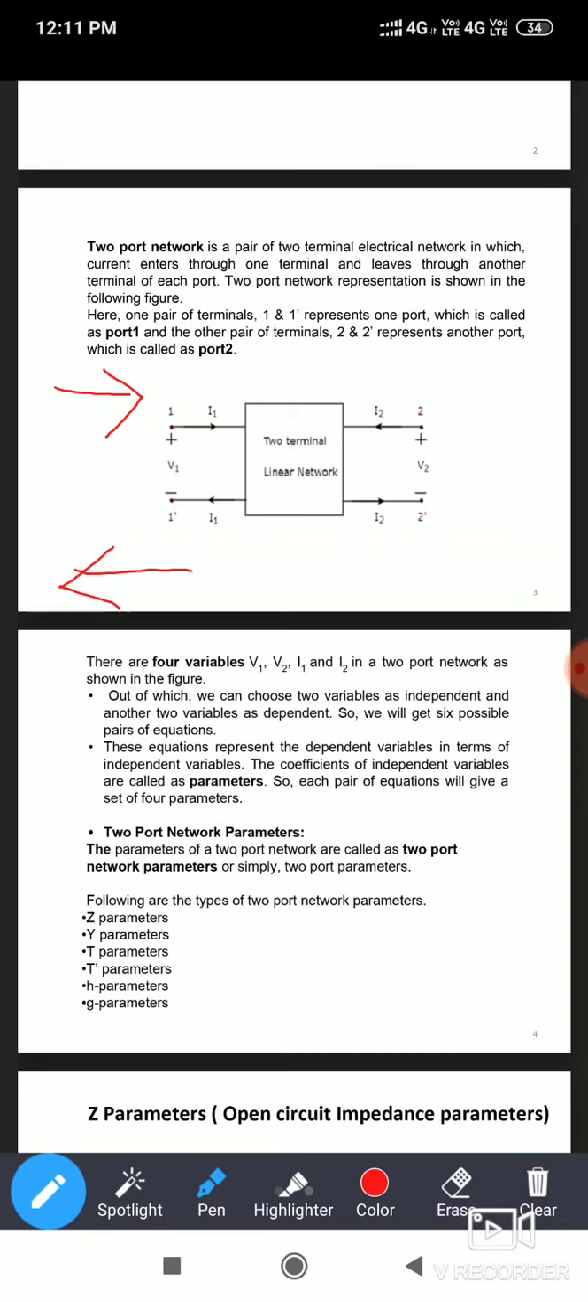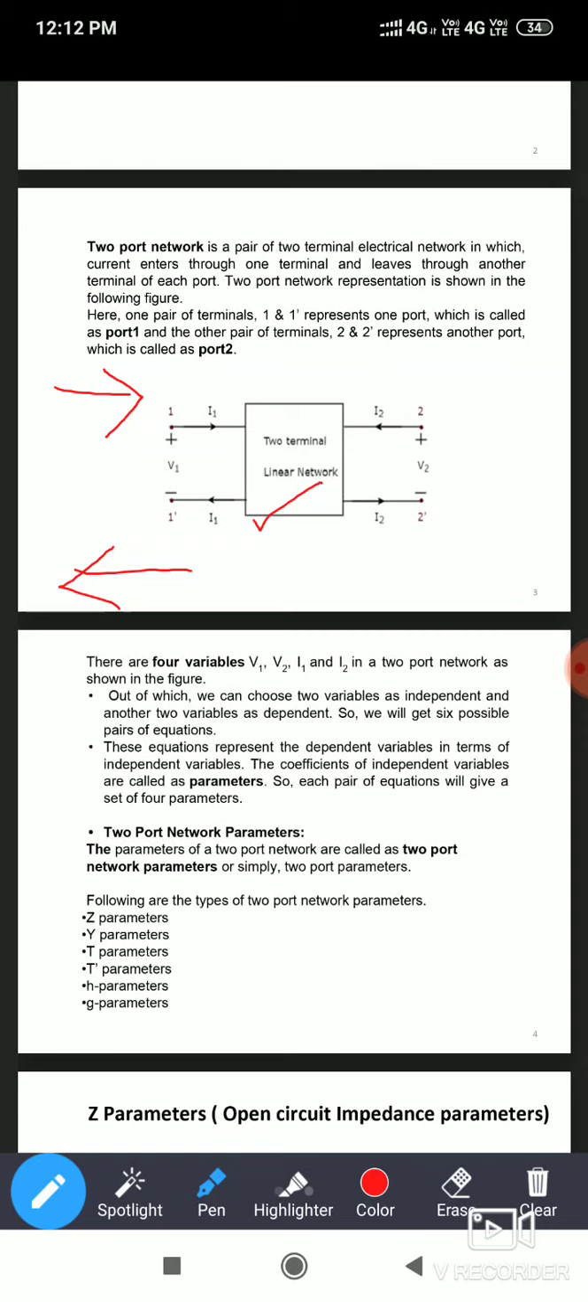So entering point म्हणजे तो काय करणार आहे, सोर्स पासून तुमचं जे सेंट्रल नेटवर्क आहे, सो टू टर्मिनल लिनियर नेटवर्क. सो टू टर्मिनल लिनियर नेटवर्क, टू टर्मिनल म्हणजेच दोन पोर्ट. मग लिनियर नेटवर्क म्हणजेच काय, ऑलरेडी वी लर्न इन द युनिट नंबर 1. The linear network means which consists of linear elements such as R, L and C.